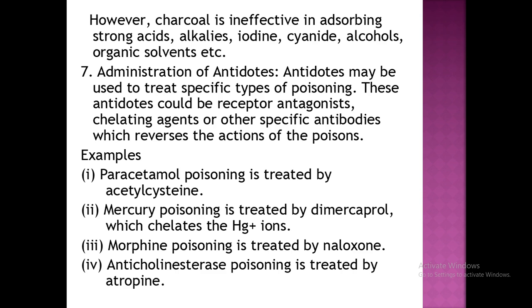Then the seventh step is administration of antidotes. Antidotes may be used to treat specific types of poisoning. These antidotes could be receptor antagonists.